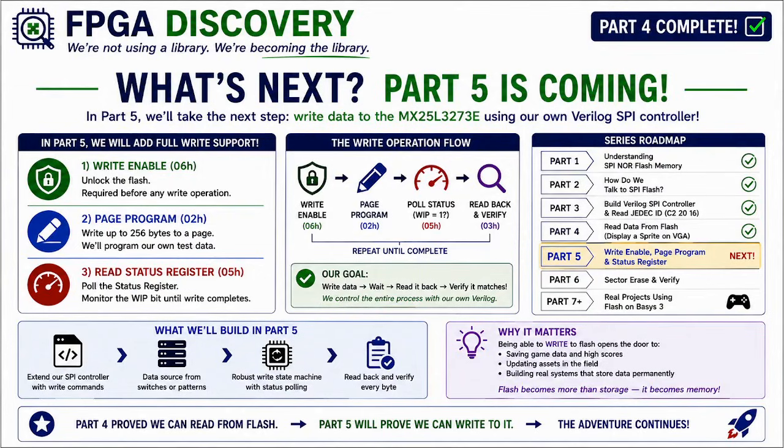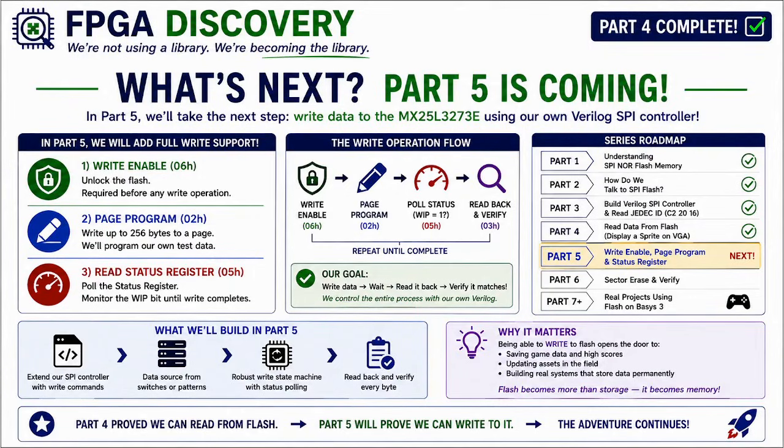Writing to SPI NOR flash is a little more involved than reading from it. Before we're allowed to program anything, we first have to send the write enable command, 06 hex. Then we'll introduce the page program command, 02 hex, which allows us to program data into a page of flash memory. But we can't just assume the programming operation finishes immediately. The flash needs time to physically program its memory cells, so we'll also learn how to use the read status register command, 05 hex, and monitor the write in progress bit until the operation is complete.